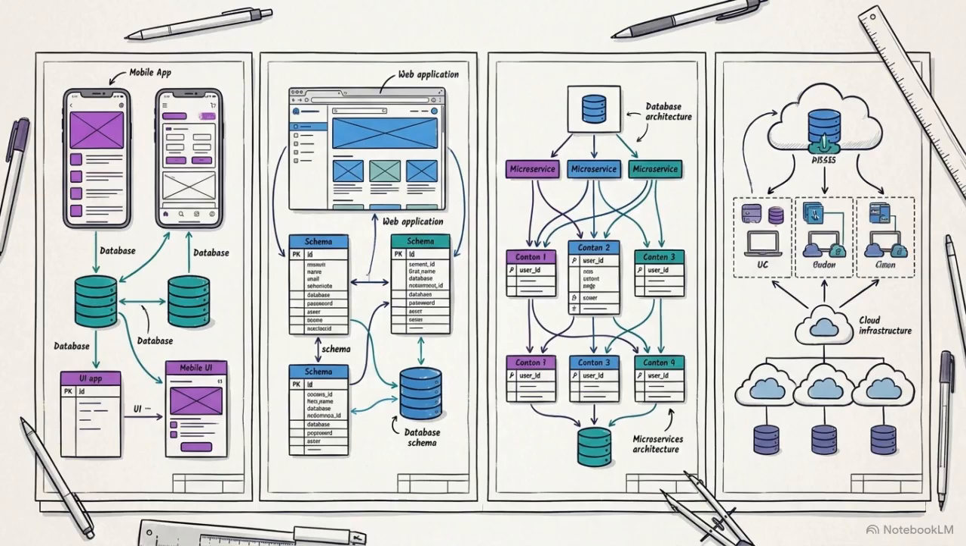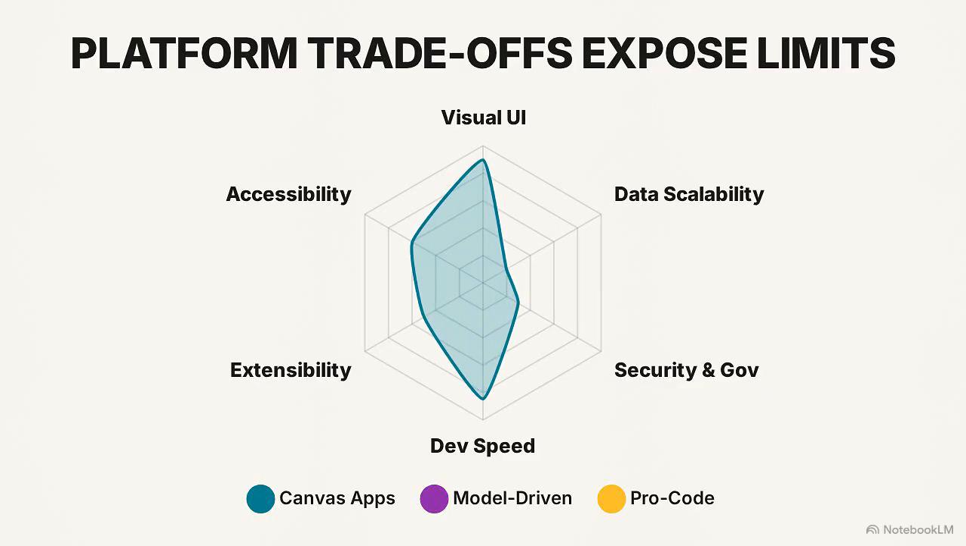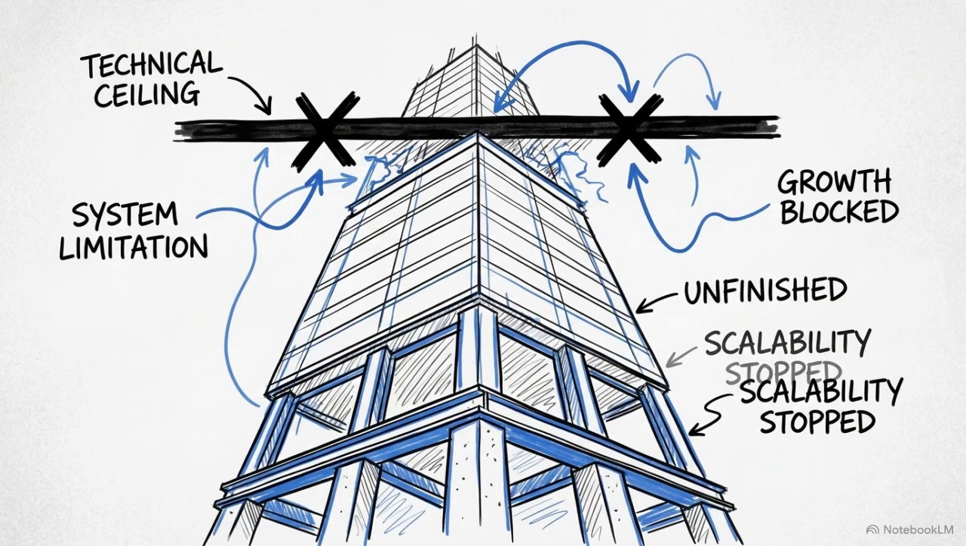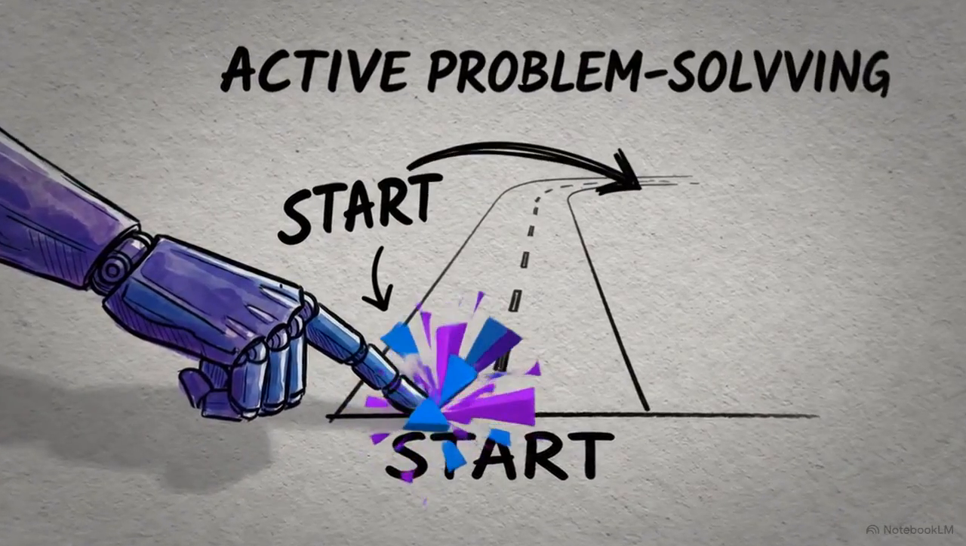We are going to dissect these 4 tiers. We will compare their core trade-offs, identify their limitations, and determine exactly which one you should deploy based on your specific data requirements. The architectural foundation you choose now determines the technical ceiling of the application before a single line of logic is written. Let's start with the most accessible tier, Vibe Coding Apps.